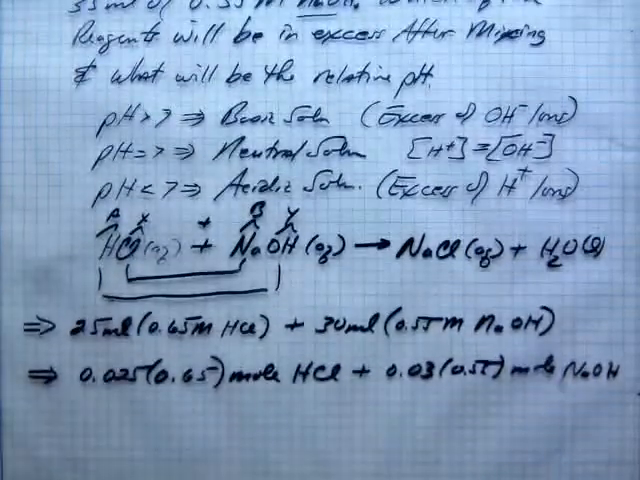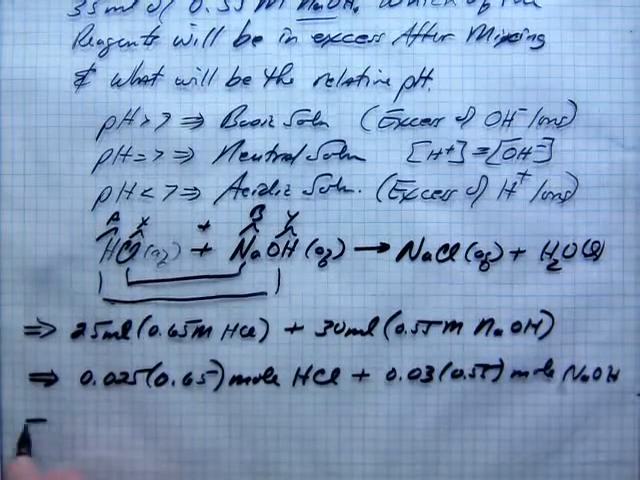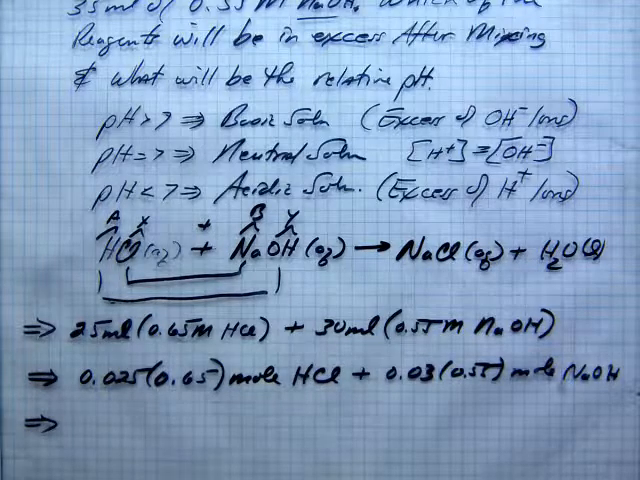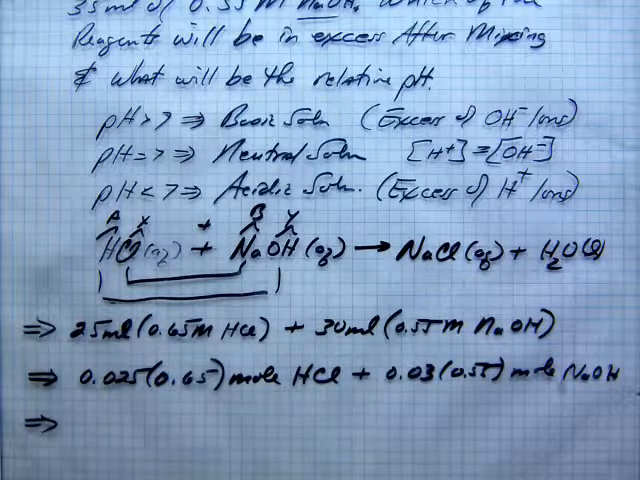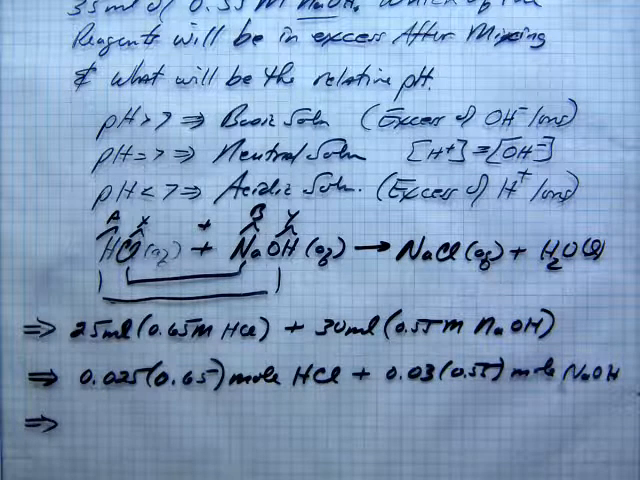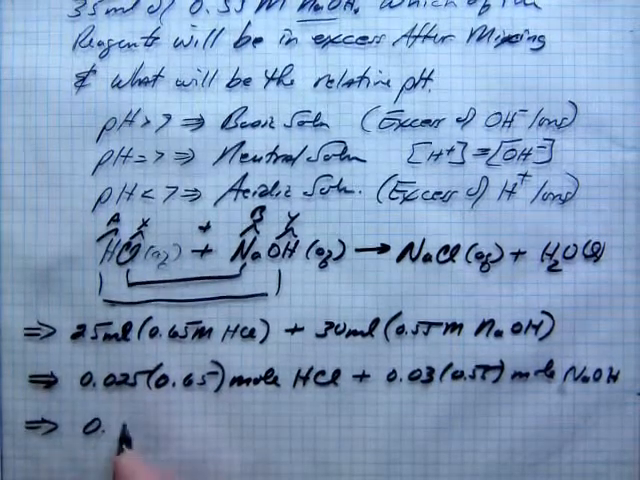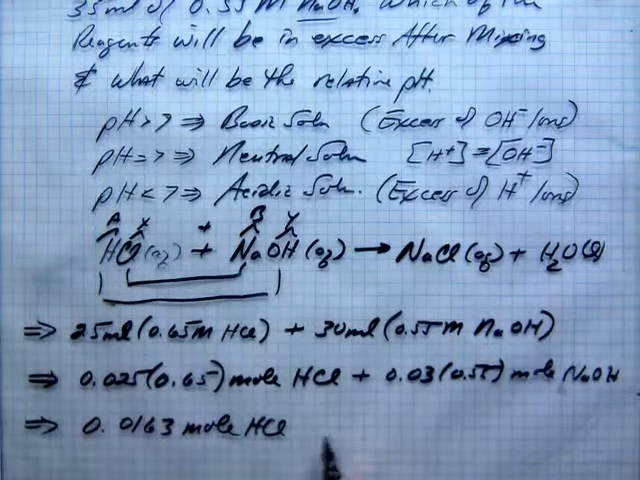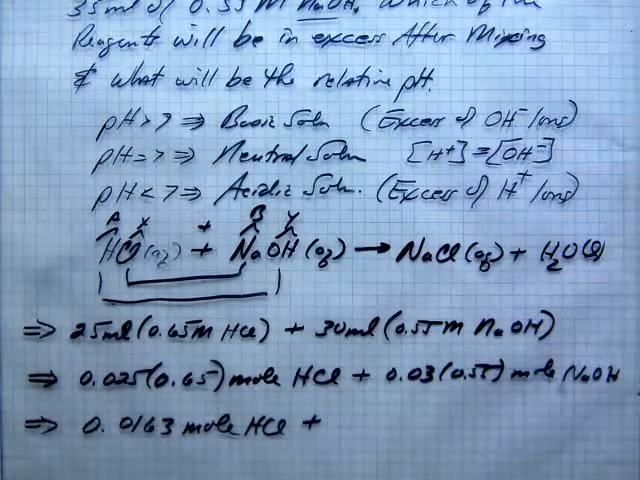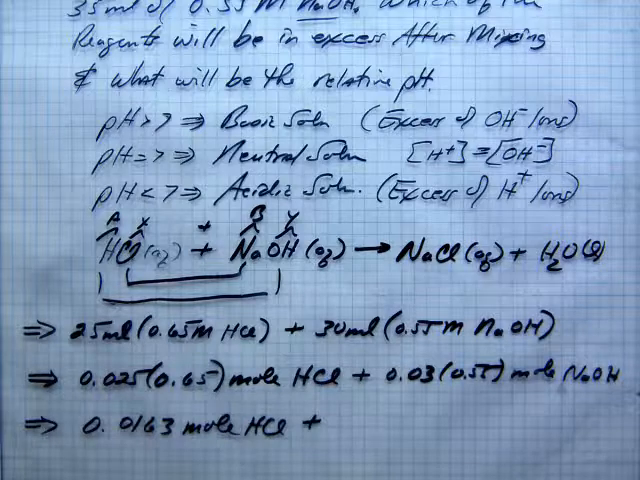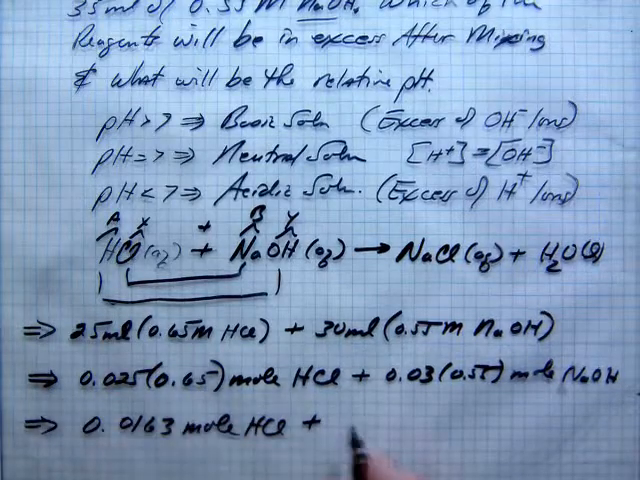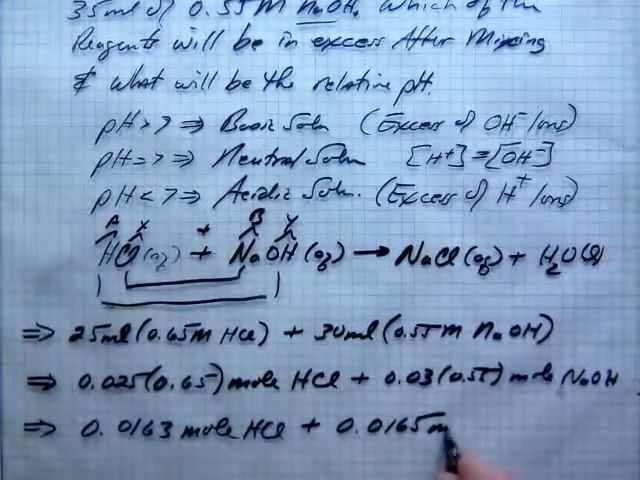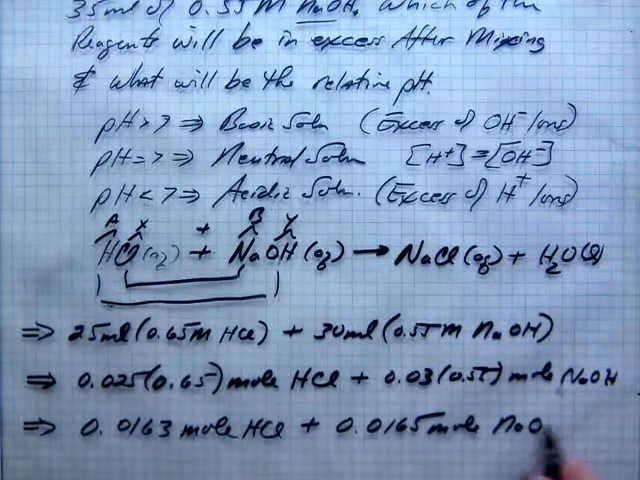And so from there I continue with just processing the problem. So first thing I do is multiply 0.025 times 0.65. And so I have 0.0163 mole of HCl. And then I multiply the next two numbers together, 0.03 times 0.55 equals 0.0165 mole of NaOH.